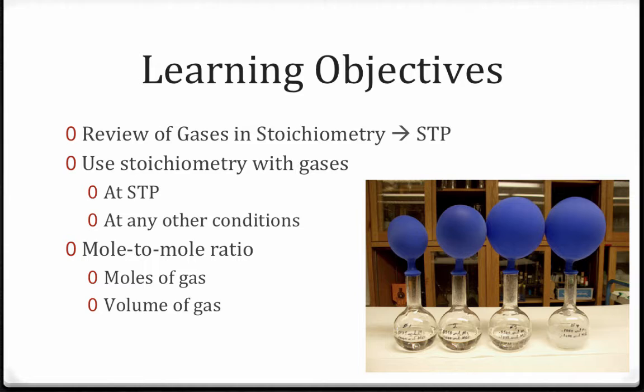We'll start with a quick rundown of the learning objectives of this video. We'll start with a review of gases and stoichiometry that we've already talked about this year when we do those calculations at STP, or standard temperature and pressure. And then we'll talk about the use of stoichiometry with gases more specifically. We'll talk about the STP options as well as the same kind of calculations but in any other conditions besides STP.